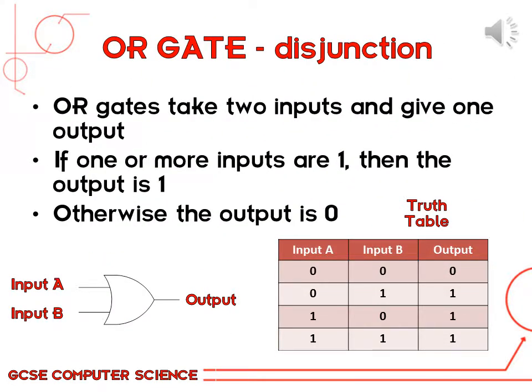Finally, we'll look at the OR gate, otherwise known as disjunction. So OR gates take two different inputs and give one output. If one or more inputs are 1, then the output is 1. Otherwise, the output is 0.